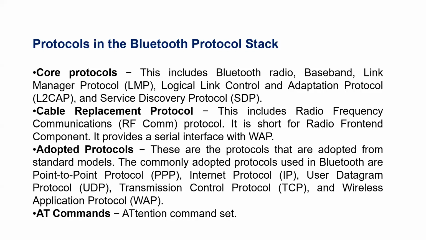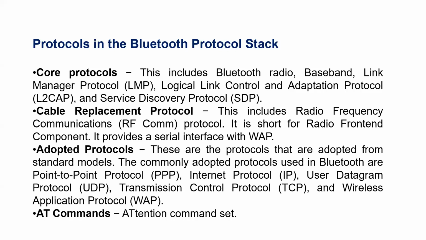Along with this, serial interface with wireless application protocol, WAP protocol. So WAP protocol and RF communication protocol are called cable replacement protocols, because they are providing replacement to the physical cable. Hence they are called cable replacement protocols. The next thing we have already seen, adopted protocols. These protocols are adopted from the standard models, and hence they are called adopted protocols.